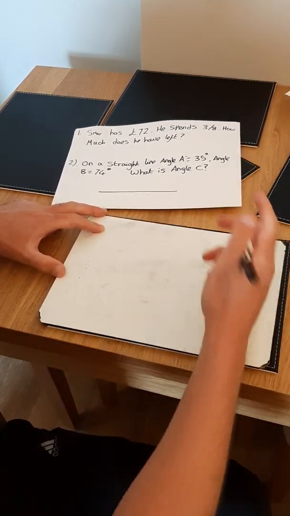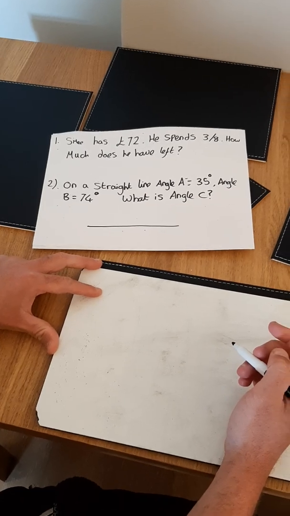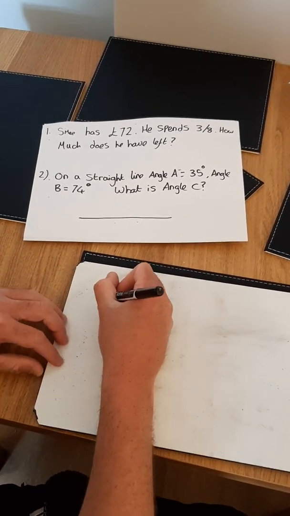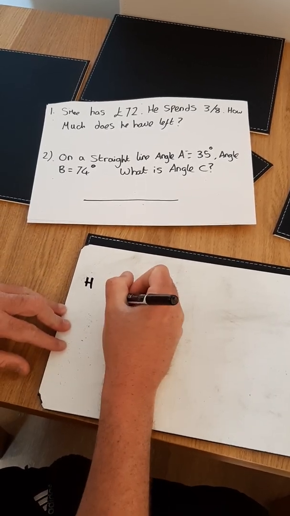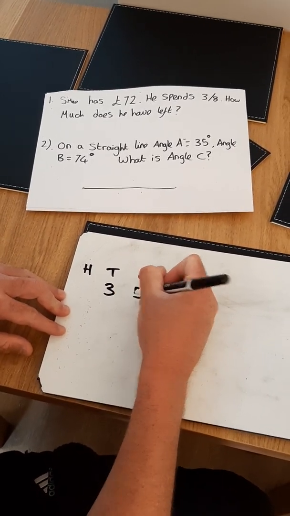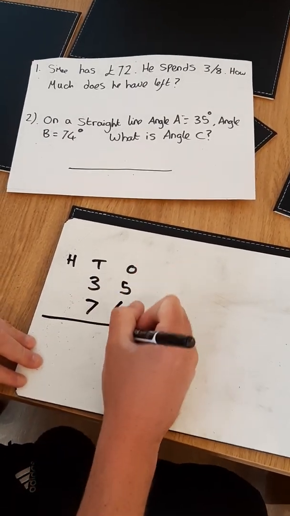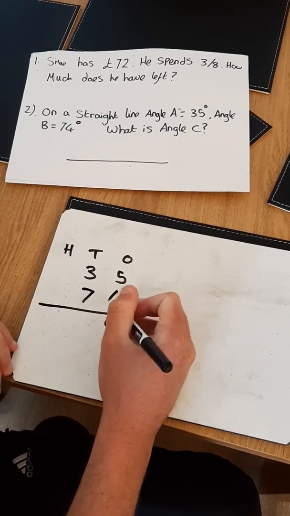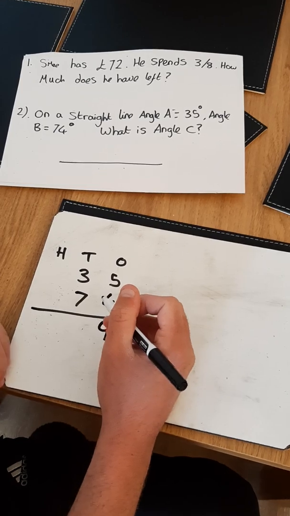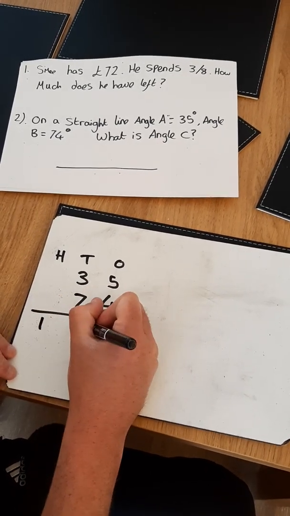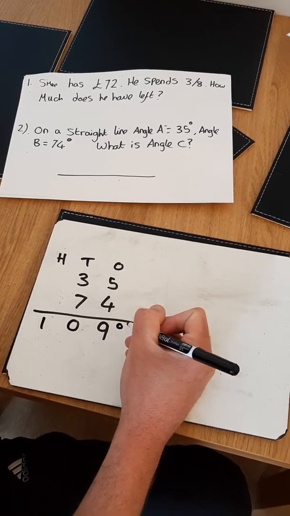Okay. So we've got two measurements. We've got 35 and 74. So we need to add those together first. So we've got now 35, which is angle A, and angle B, which is 74. 5 plus 4 gives us 9. 70 plus 30 gives us 100. So we've got 109 degrees in total.